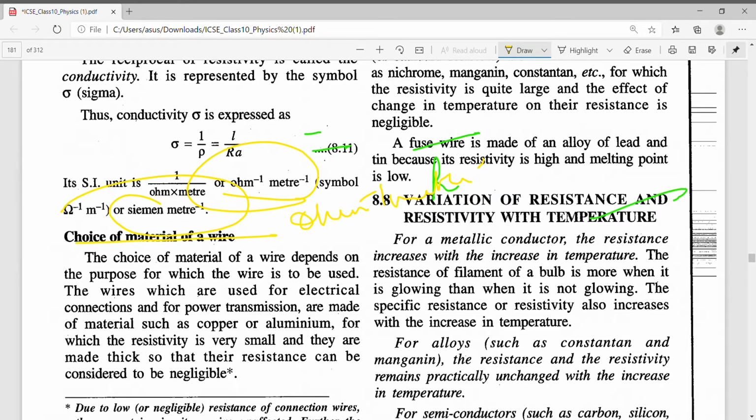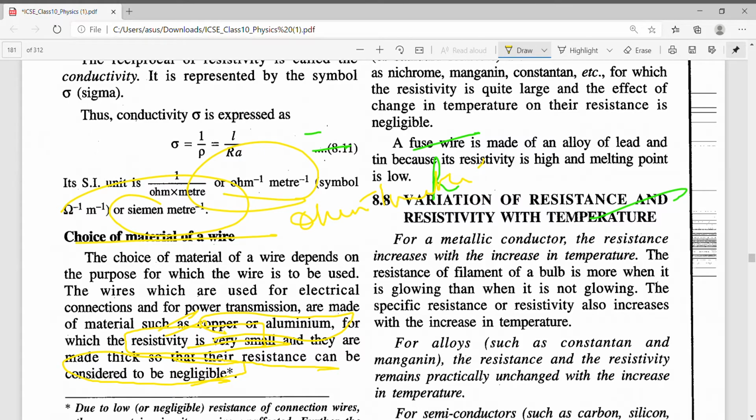So, choice of material of a wire. The choice of material of a wire depends upon the purpose for which the wire is to be used. The wires used for electrical connections and for power generation are made of materials such as copper or aluminium, for which the resistivity is very small. Copper and aluminium wires are preferred because the resistivity offered by them is very small and they are made thick so that the resistance can be considered negligible.